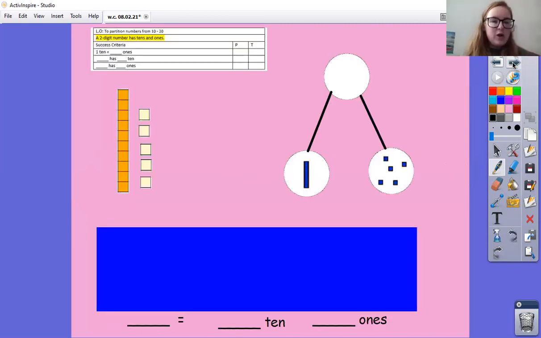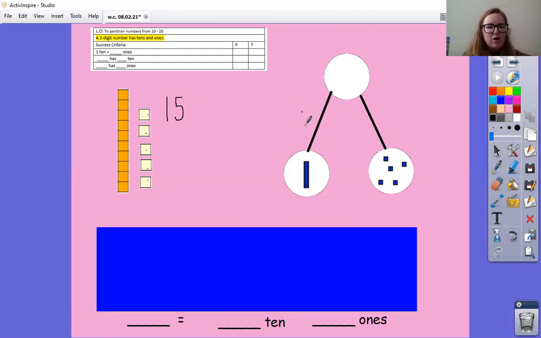Okay, so yesterday we were looking at using a part-whole model to represent breaking our whole into 2 parts, the tens and the ones. Let's just check that we know how to do that. What number is this? If I showed you in my cubes, it has 1, 2, 3, 4, 5 ones. So this number has 1 ten and 5 ones. How would we write that? It would be 1 ten and 5 ones. What number is this? It is 15.